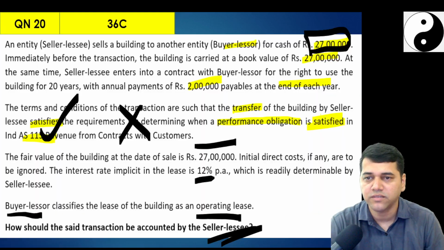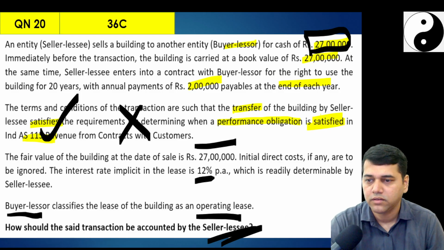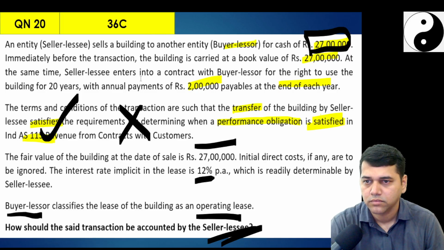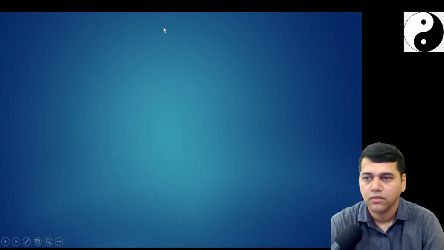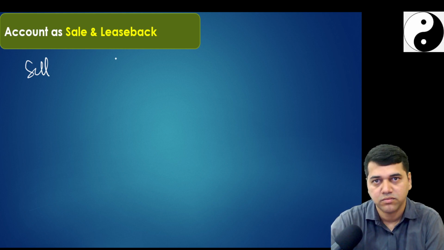Solution. Account as sale and lease back. Okay, maybe probably in one problem I will write the theory. Going forward, you understand it. Because it is a sale and lease back. Why? Because the control has passed.